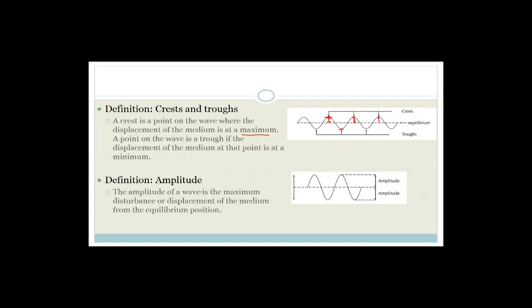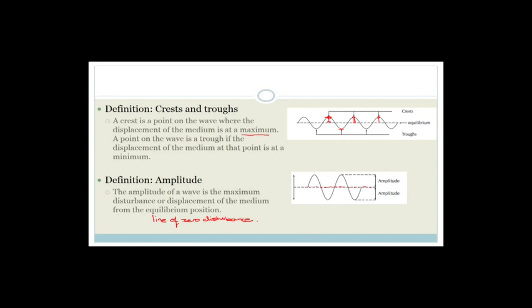Now let's talk about amplitude, and we've already kind of defined it, but now we need to make sure you guys do know it. The amplitude of a wave is the maximum disturbance or displacement of the medium from the equilibrium position. And that there is the equilibrium position. You can also say from the line of zero disturbance. That would be acceptable as well.